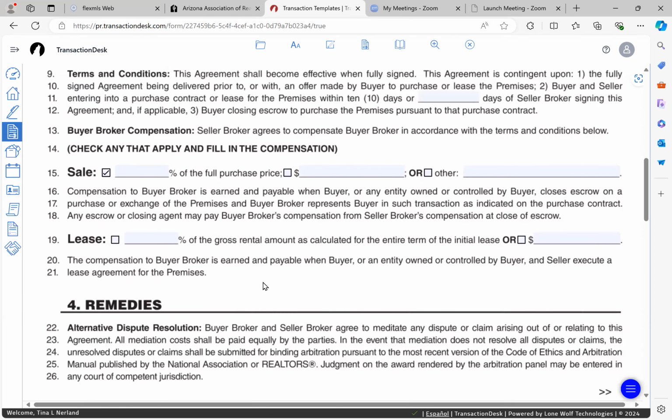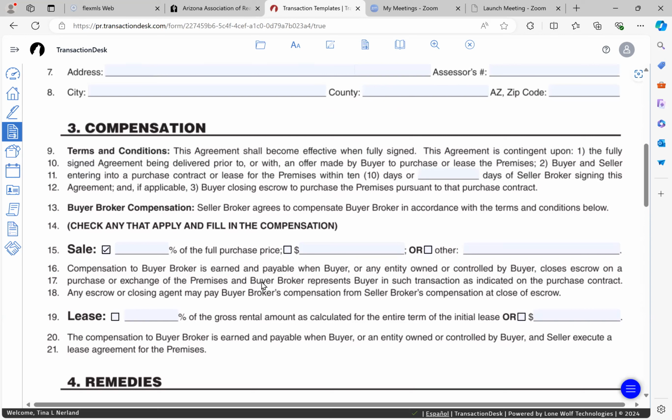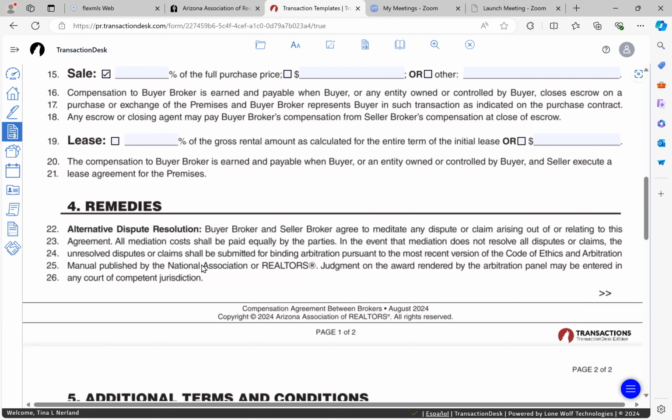Questions so far on compensation? It is clear, precise. It is what it is. This cannot be changed. Remedies. Alternative dispute resolution. Buyer broker and seller broker agreed to mediate any dispute or claim arising out of or relating to this agreement. All mediation costs shall be paid equally by the parties.